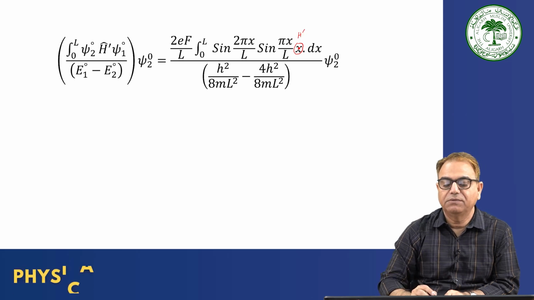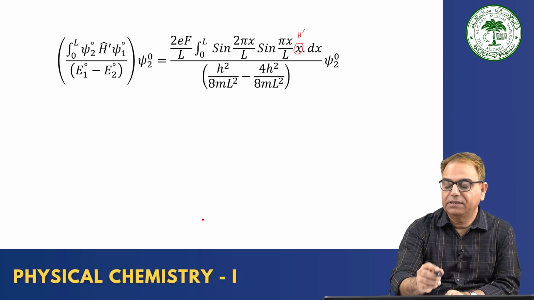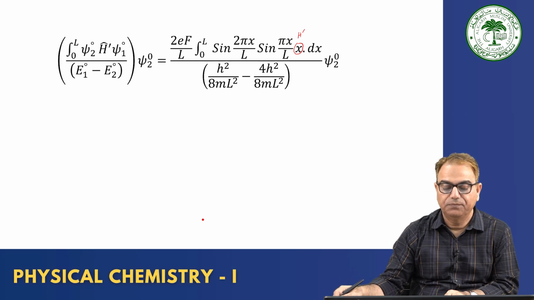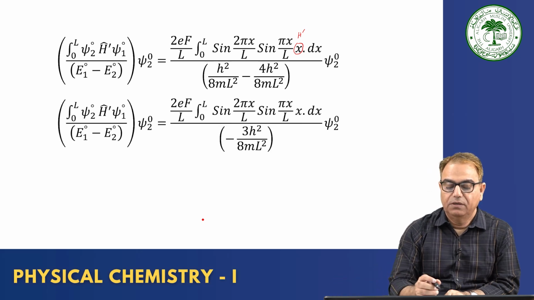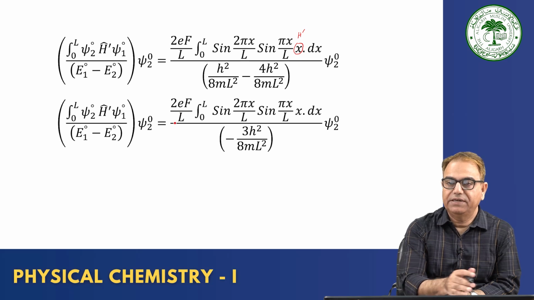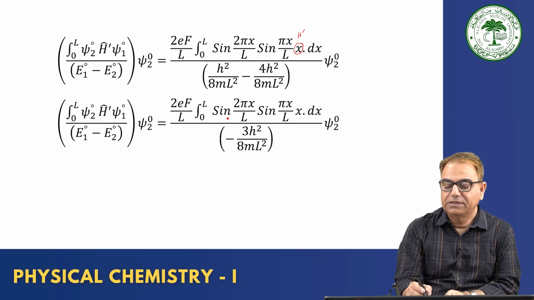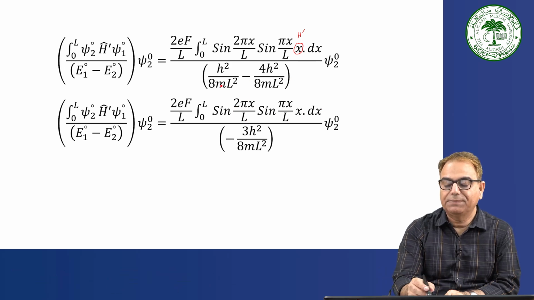This x comes from the H prime. I could have written it earlier also. So this becomes equal to 2 EF divided by L. Left hand side is same, so don't bother about that. 0 to L sine 2 pi x divided by L and sine pi x divided by L x dx. And if you subtract in the denominator, that is minus 3h square divided by 8ml.